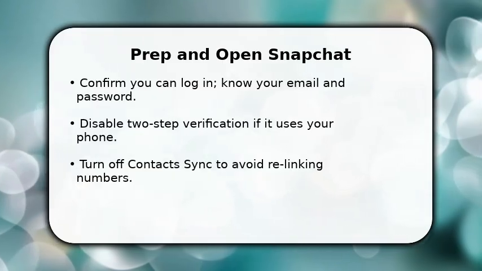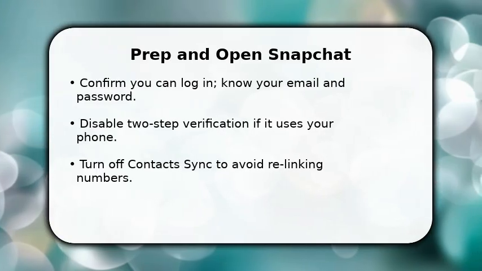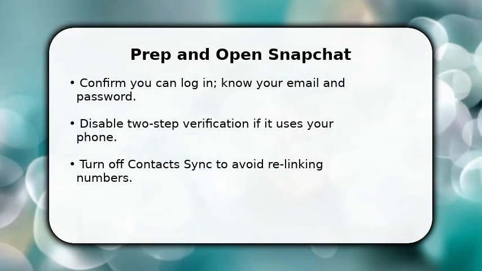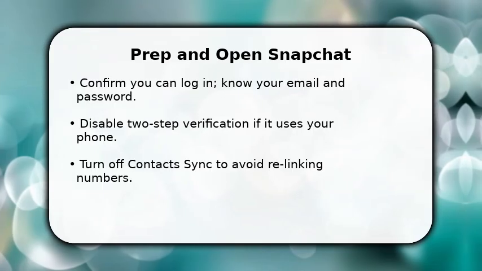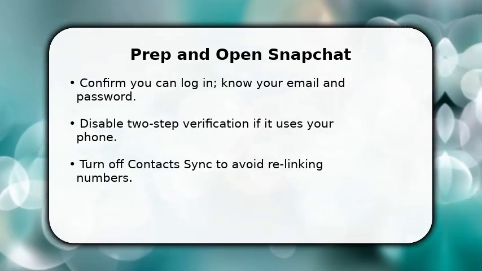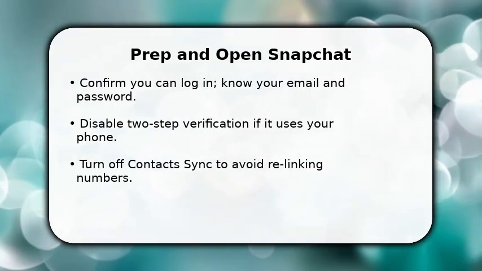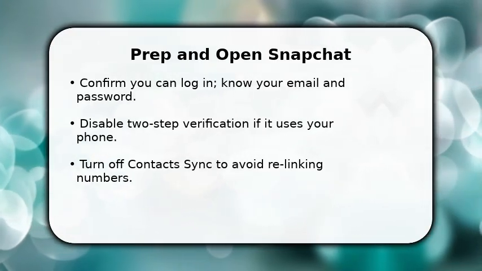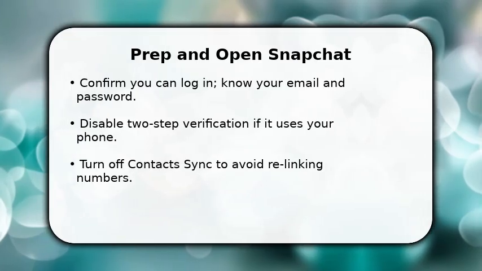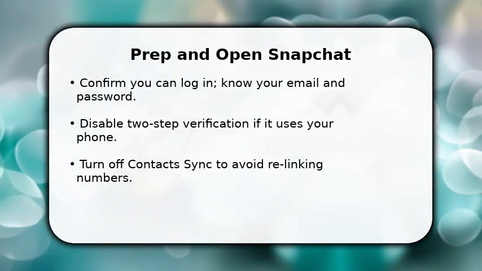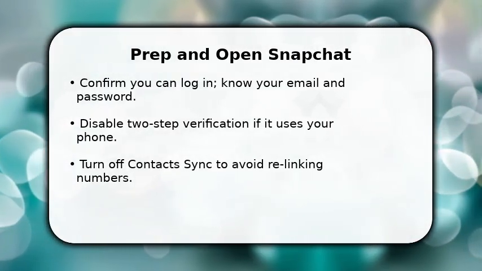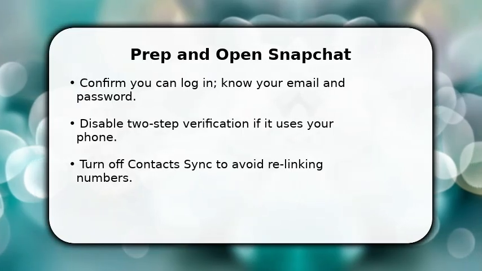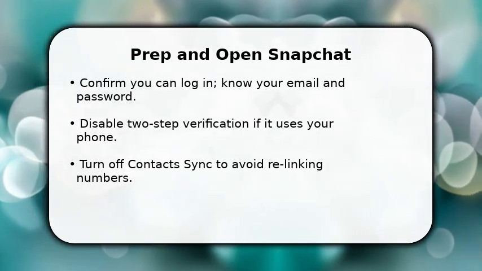You start by confirming access to your account and removing any blockers. Make sure you know your email and password. Next, disable two-step verification if it sends codes to your phone, because Snapchat won't let you remove a number used for authentication. While you're here, turn off Contacts Sync to prevent automatic relinking and to protect privacy. Once done, head to your profile screen and open Settings so you're ready for the next detailed steps.